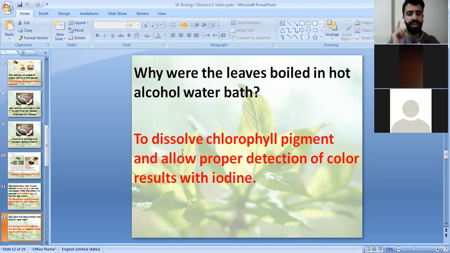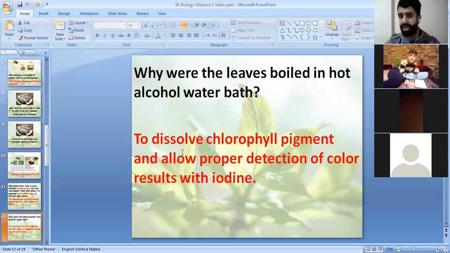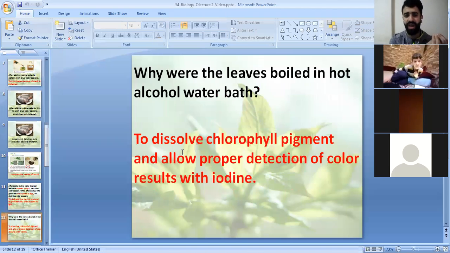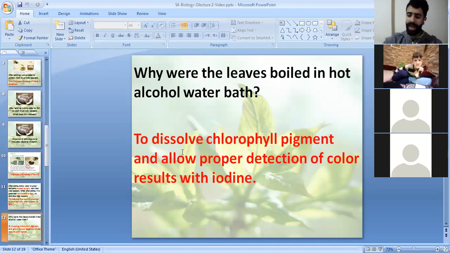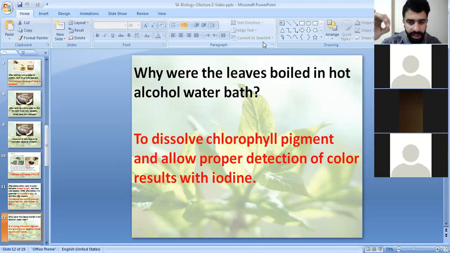This is an important note for your quiz. The hot alcohol is used to dissolve the chlorophyll pigment. Chlorophyll gives the green color of the leaf. So we dissolve it and we add the iodine test. This iodine test will allow proper detection of the color with iodine. Since the green color is dissolved in the hot alcohol, when we add the dark blue color with the iodine test, we can detect it properly.